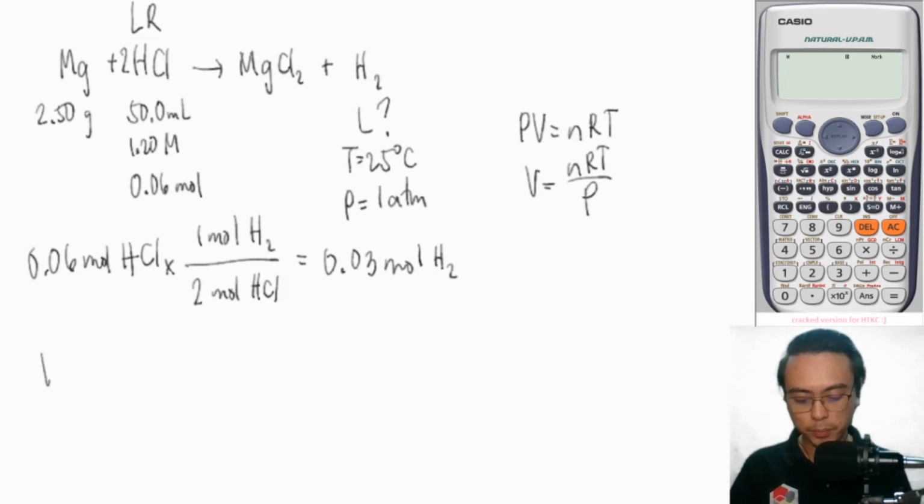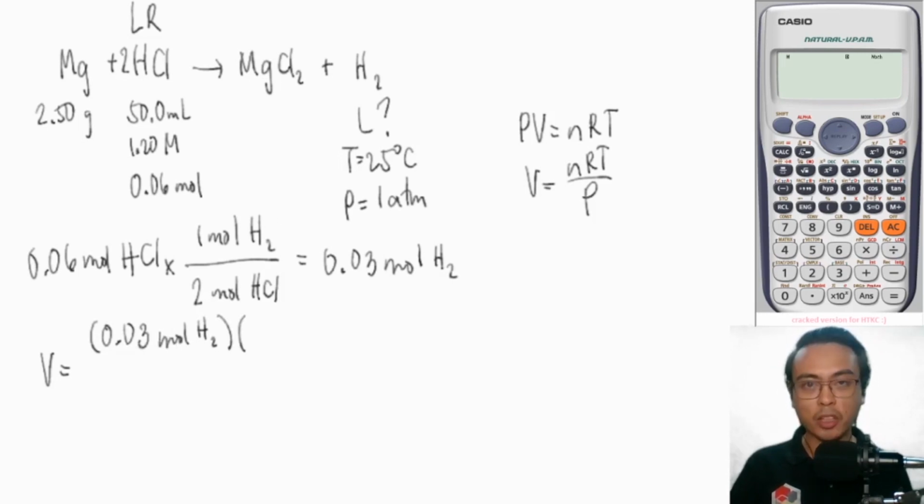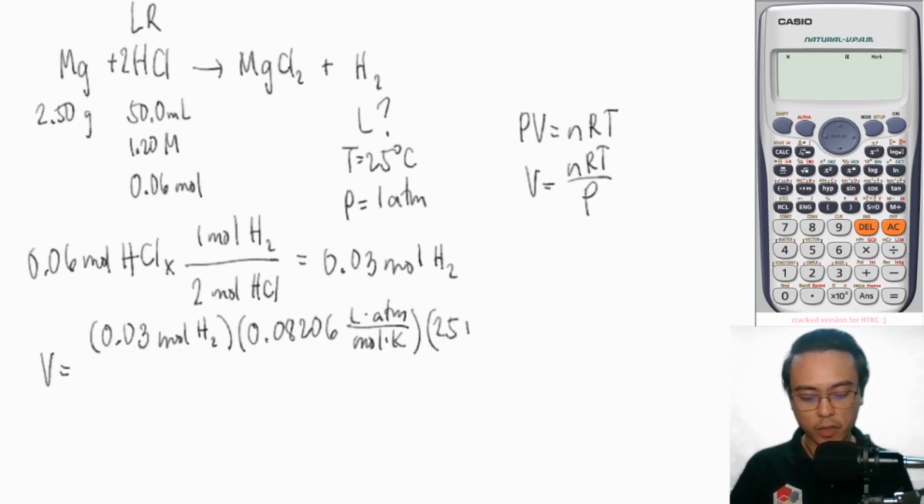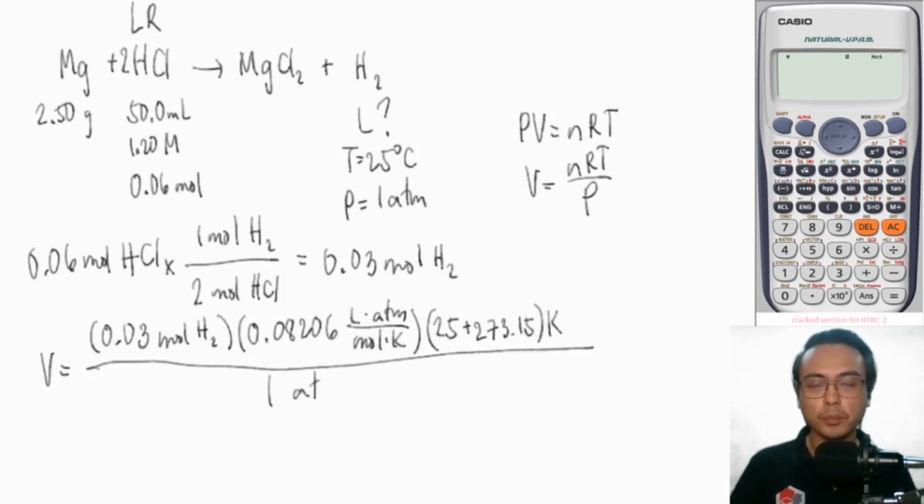Solving for the volume, the number of moles as we have determined is 0.03 moles of hydrogen gas, multiplied by R. Remember that R is a constant. That's 0.08206 liter atmosphere per mole per Kelvin. And then temperature is always in Kelvin, so you need to convert 25 degrees Celsius to Kelvin. You simply add 273.15 to make it Kelvin, divided by the pressure of 1 atmosphere.